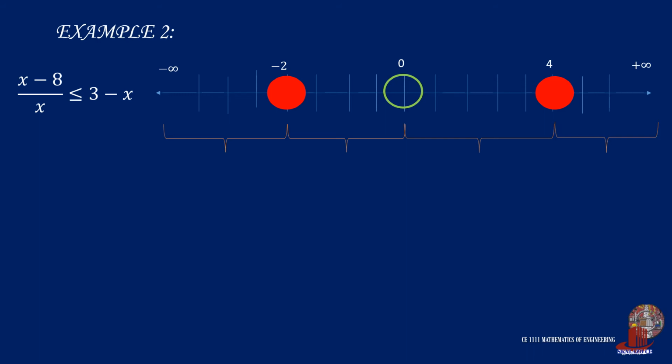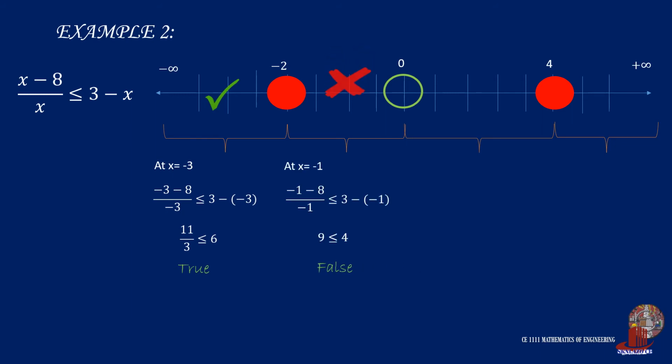Starting with a range between negative infinity and negative 2, we assume an x value of negative 3 in the inequality, and this gives 11/3 is less than or equal to 6, and this is true. In the next range, we use negative 1. Have this in the inequality to get 9 is less than or equal to 4, which is false.